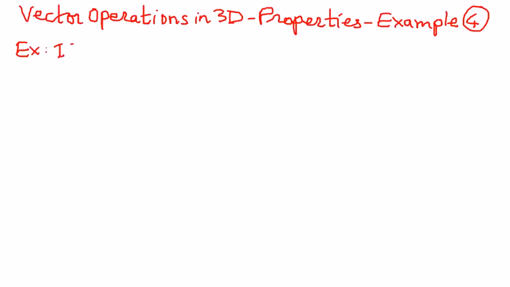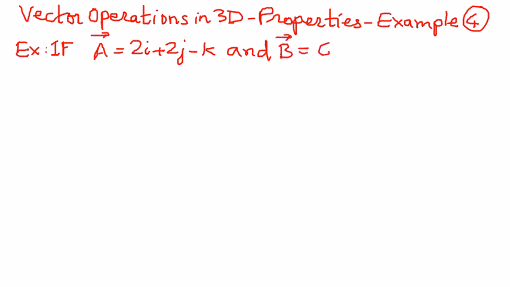If A is a vector and the components of this vector are 2i plus 2j minus k, and if B is another vector, and the components of this vector are 6i minus 3j plus 2k, we want to find the angle between these two vectors.